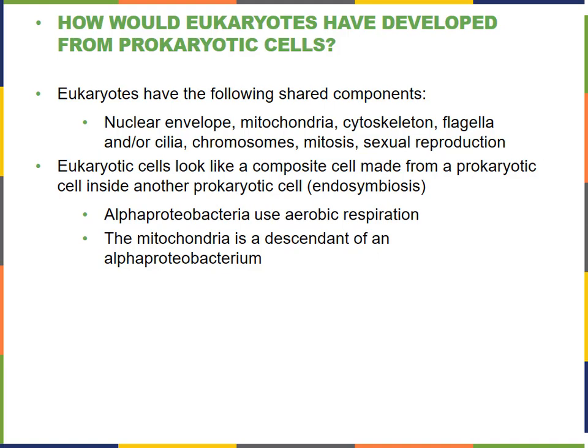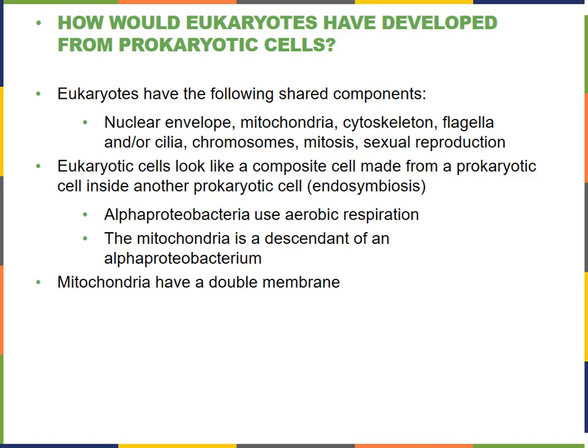So you can say the mitochondria are descendants, or the mitochondrion is a descendant of an alpha proteobacterium. And that's the idea here. And in many ways, a eukaryotic cell looks that way. It looks like that's the way it's actually built. And so some support to this idea.